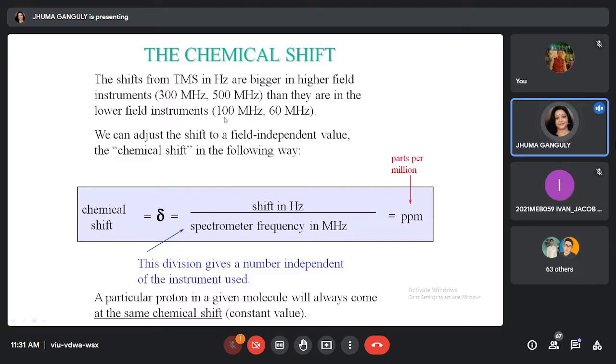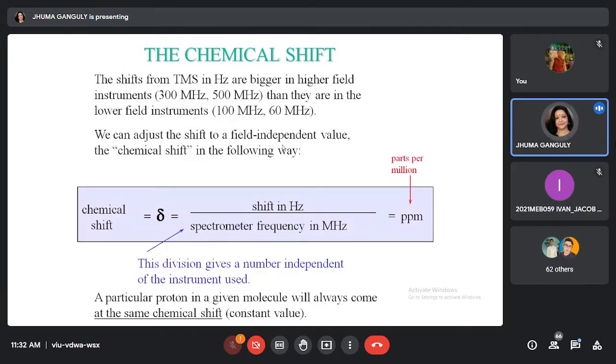If the frequency of the applied magnetic field is different, then what happens? It resonates later on. But if it has sufficient energy, field meaning magnetic energy, it resonates at higher field. Higher field means towards the TMS, not apart from the TMS. That is a tentative value within the range, but the peak will be more towards the TMS. That is the concept. We can adjust the shift to a field independent value, and now we can make it independent.